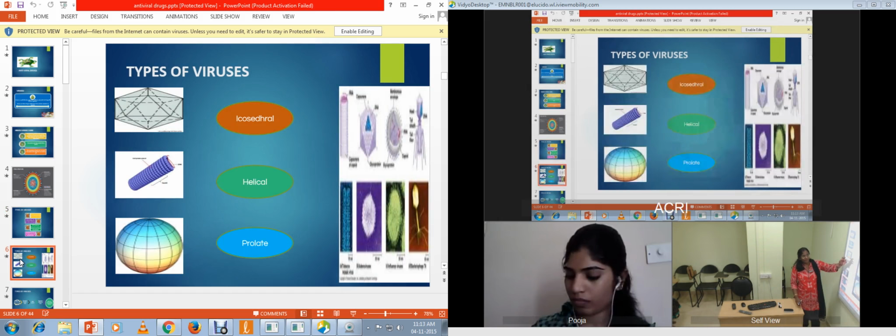Here you can find, based on the shapes, icosahedral, helical, prolate. These are all the different sizes and shapes of virus.